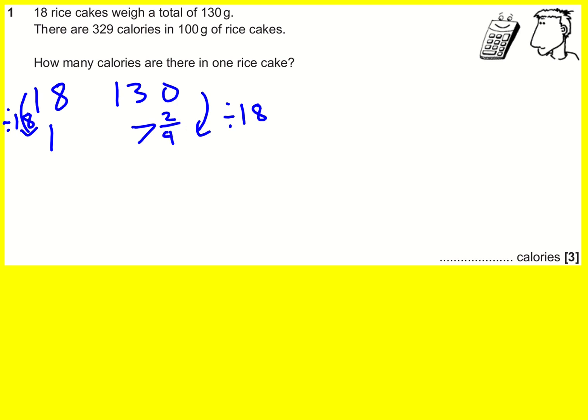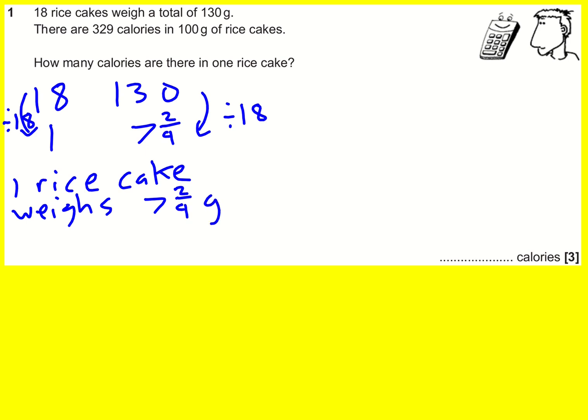Or 7.22222 if you want to write it as a decimal. It goes on forever. Okay, so that's one rice cake weighs 7 and 2 ninths grams. Okay, how does that help us? Well, we know that 329 calories is 100 grams. So let's try and work out what 7 and 2 ninths grams is in calories.